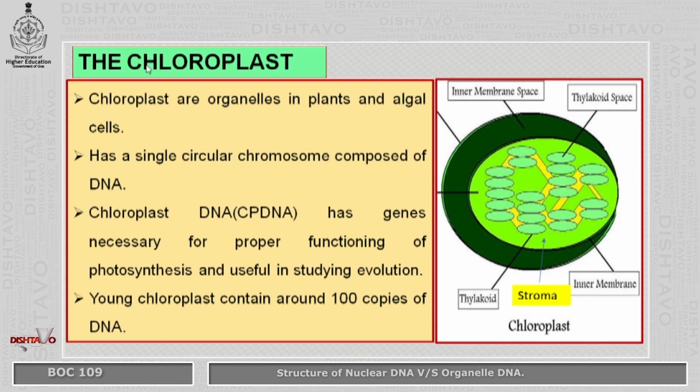The chloroplast. You can see the chloroplast here, its structure. In the stroma, there is distribution of the DNA. Chloroplasts are organelles in plants, all green plants and even algal cells. They have a circular chromosome composed of DNA. Chloroplast DNA, also designated as cpDNA, has genes necessary for proper functioning of photosynthesis and is useful in studying evolution. Young chloroplasts contain around 100 copies of DNA.